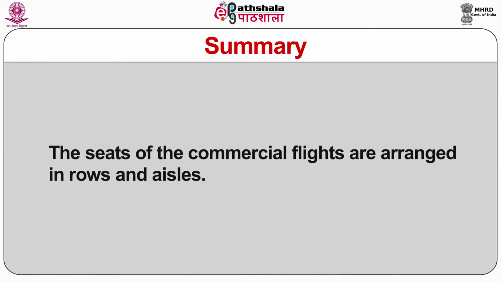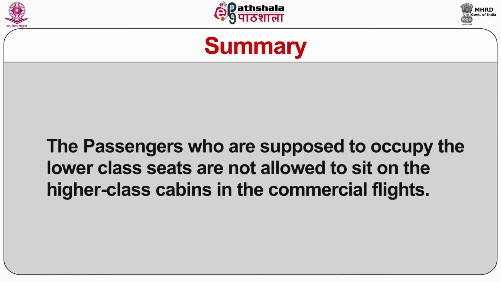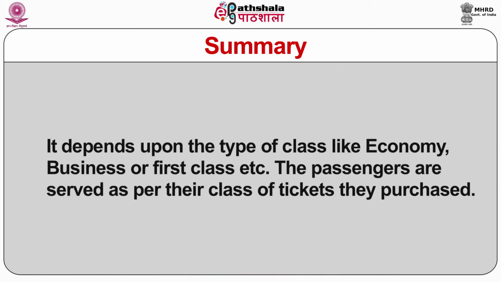The seats of commercial flights are arranged in rows and galleys. The sections are divided into various parts, usually by using curtains, or sometimes class dividers do it as well. The passengers who are supposed to occupy the lower class seats are not allowed to sit in the higher class cabins in commercial flights. The cabin class refers to the class of service that the passenger may expect on the plane from the airline company. It depends upon the type of class, like economy, business or first class. The passengers are served as per the class of ticket they have purchased.